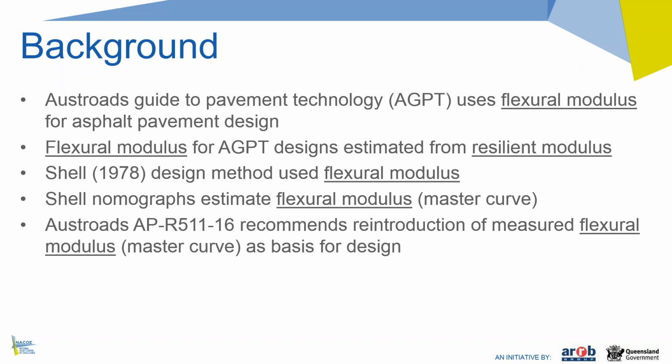Shell in 1978, which forms the Shell 1978 design method, which forms the basis for the current Austroads method when it comes to asphalt pavement design, also used flexural modulus. And the Shell nomographs that some of you may be very familiar with, in terms of estimating the modulus of the material based on binder results, are also used to estimate flexural modulus, and in a way represent a master curve.